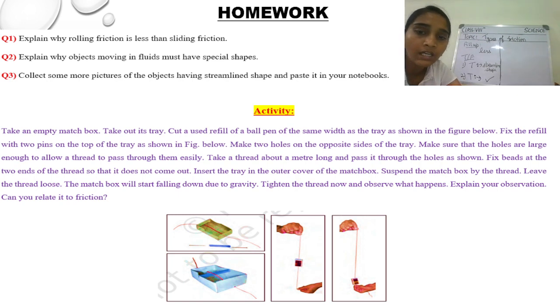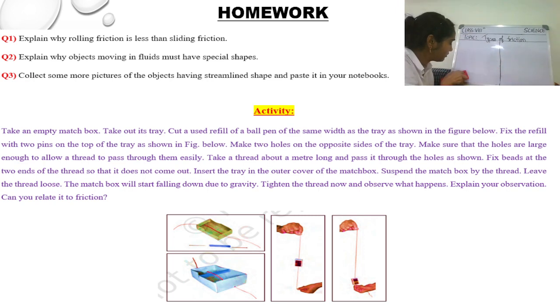Take a thread about a meter long and pass it through those holes. Suspend the matchbox with the threads and leave the threads loose. Now you will see that the matchbox starts falling down due to gravity. Then you have to tighten the thread. Observe what happens after you tighten the thread, and then explain your observations. How can you relate it with any type of friction which we have discussed in today's class? Okay. So I hope you will be doing this interesting activity at your homes.